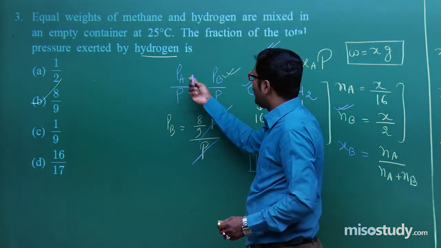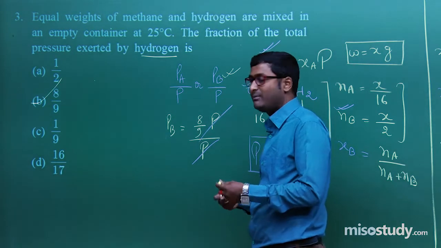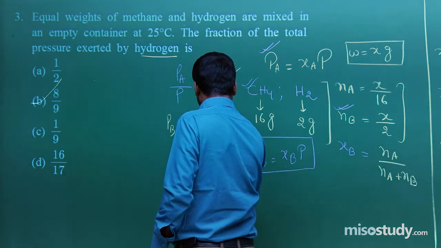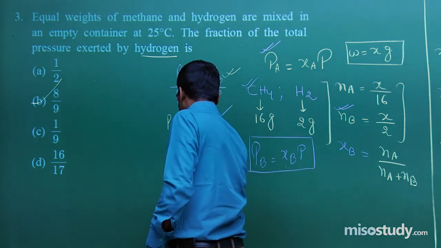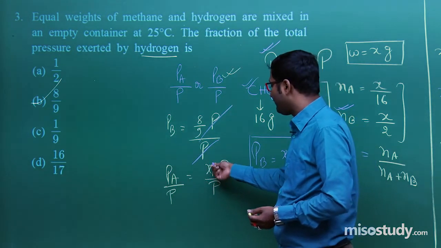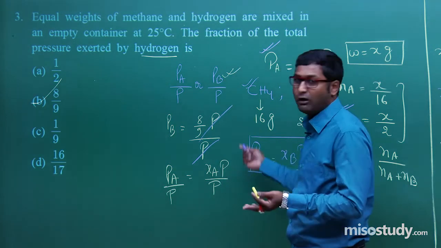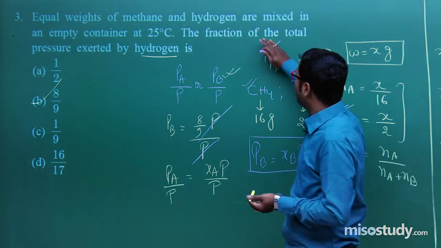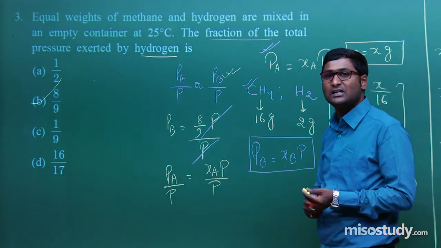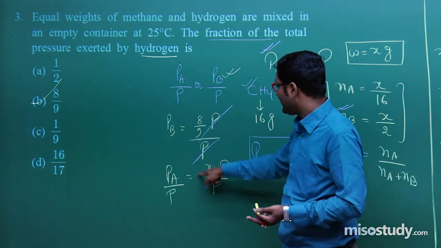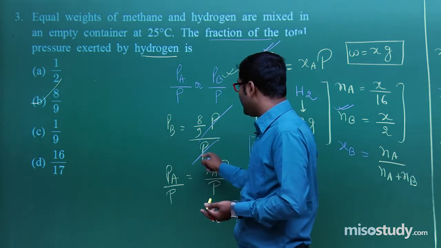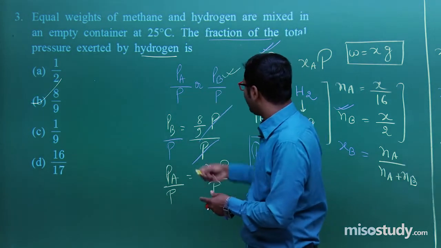If anyone asks you what is the fraction of CH4, then we know Pa is equal to Xa into P divided by P. If you find the value of Xa for CH4, similarly you can also find it. If the question changes here, and anyone asks you the fraction of the total pressure exerted by CH4, it is simple, the same way with P divided by P. So this is the fraction in this case.